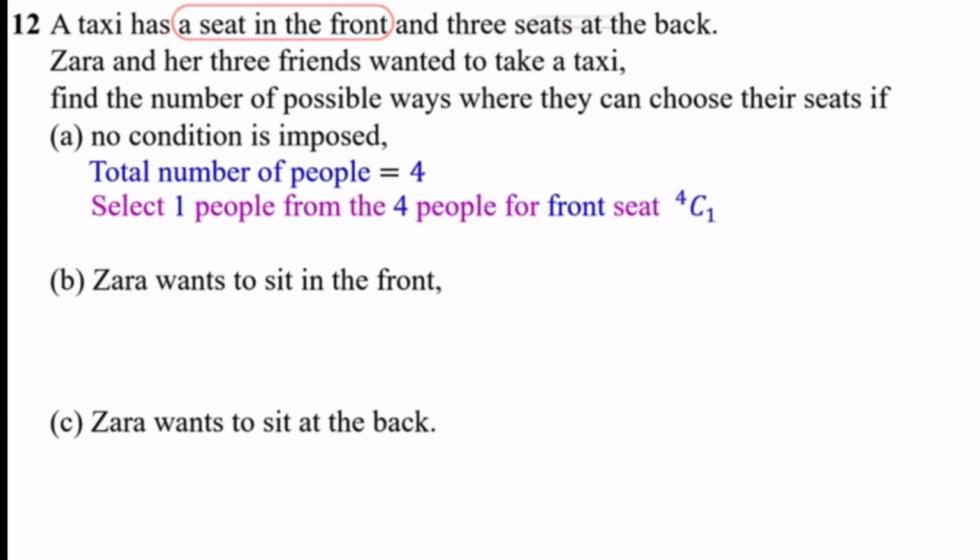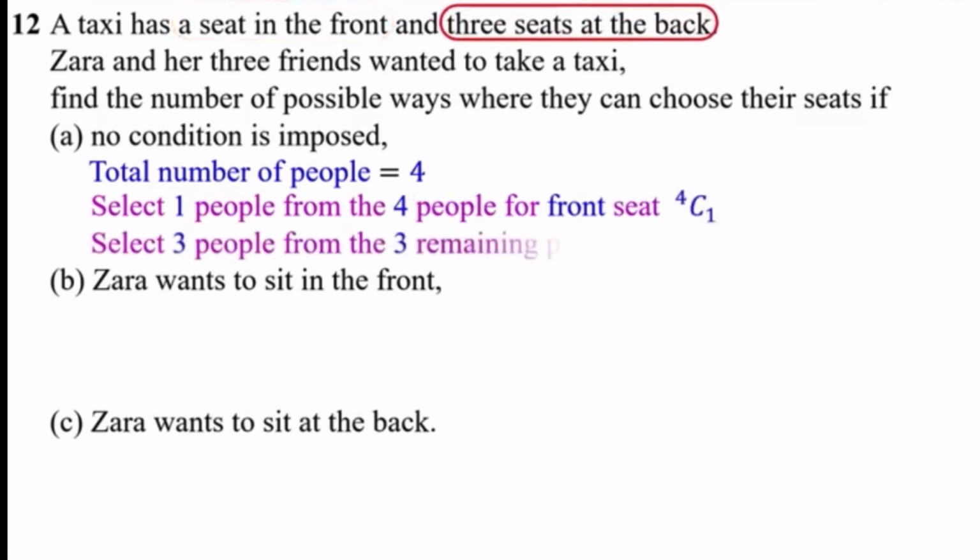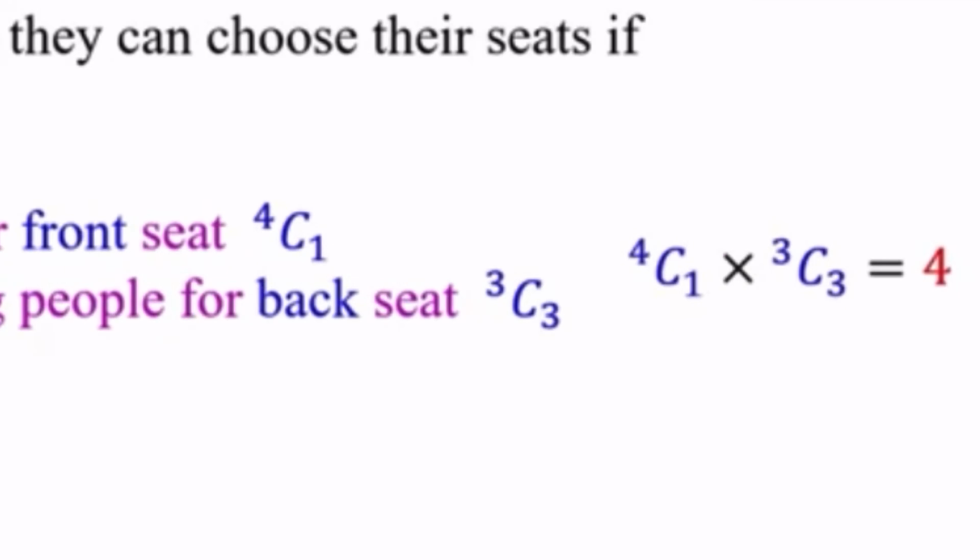And then from the remaining 3 persons, we can choose all the 3 to sit at the back of the car seat. We are going to choose 3 for the 3 seats. So 3C3 is just 1 way, so the 3 of them can just sit any way they like. So order is not important, so it's not a permutation, it's a combination. So the answer is 4C1 times 3C3, which is 4 ways.